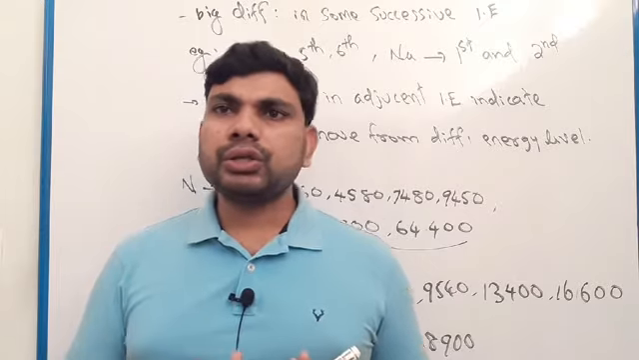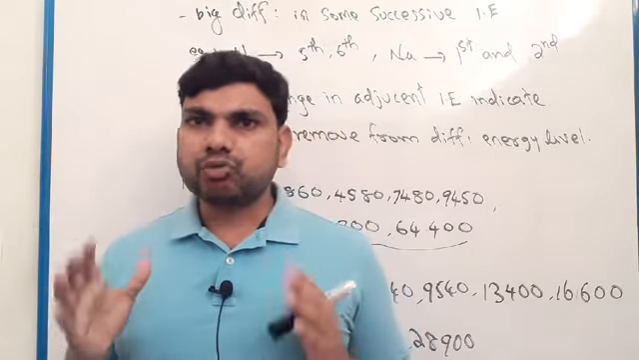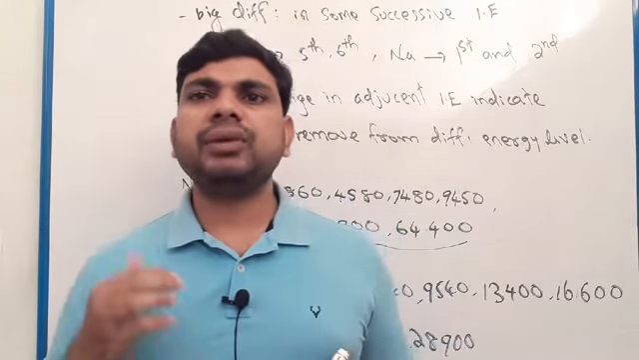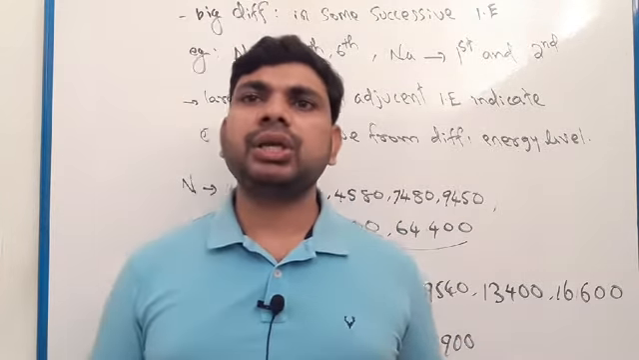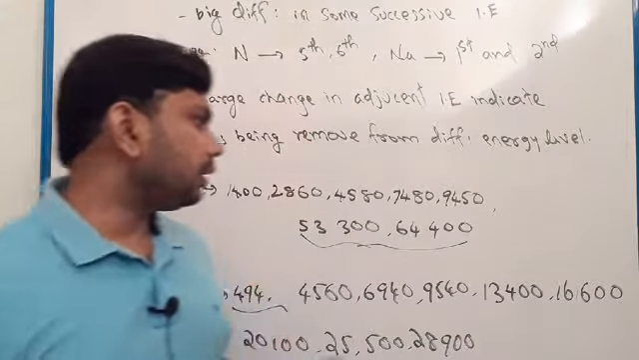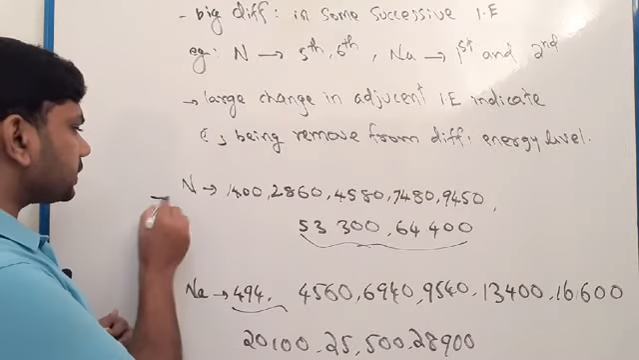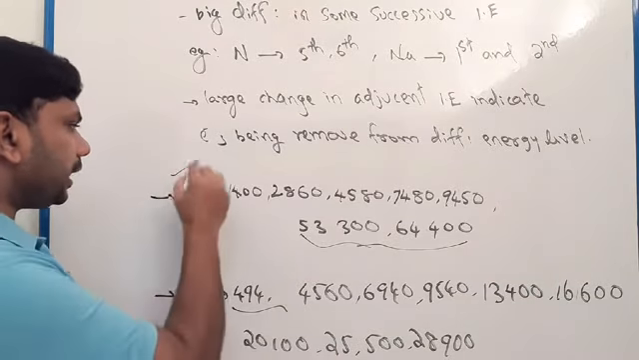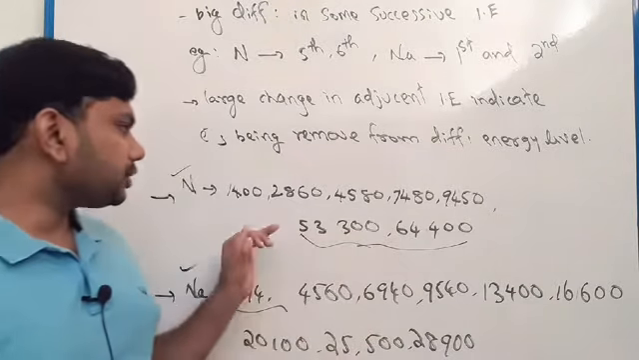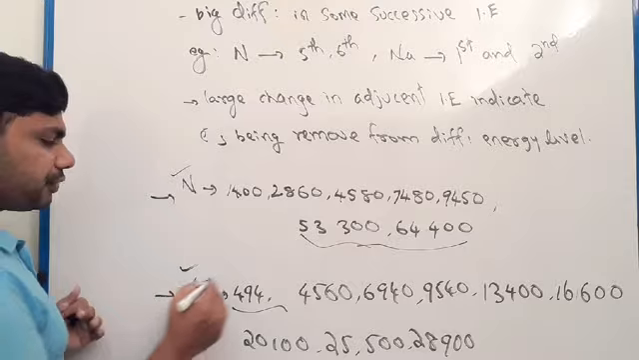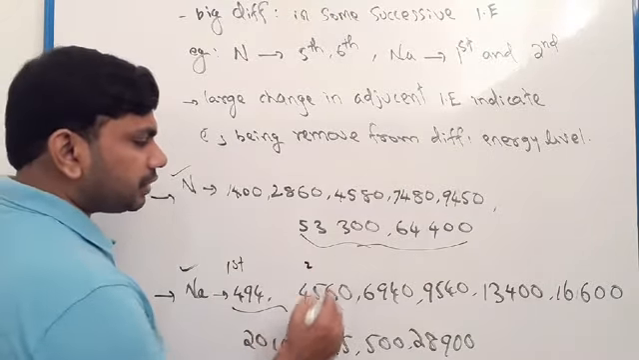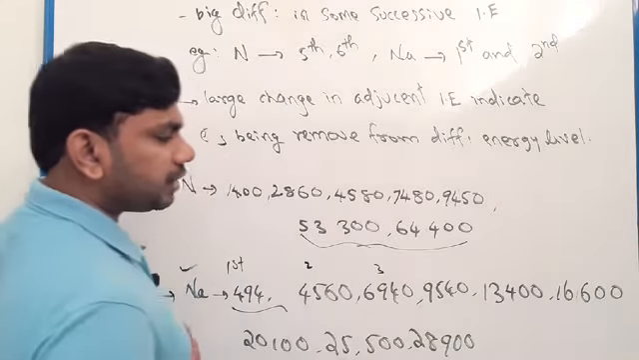Okay, so when we are going very near to nucleus, attraction between nucleus and the outer shell electron will be much stronger, and we have to give much more energy to remove outer shell electron. Okay, so look here, these are the successive ionization energy of nitrogen and sodium. This is first ionization energy or first ionization enthalpy, second ionization enthalpy, third ionization enthalpy, etc.